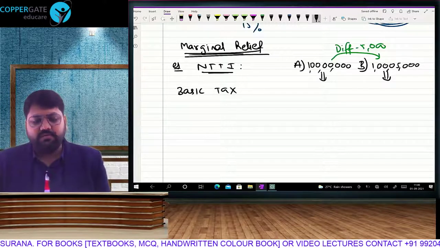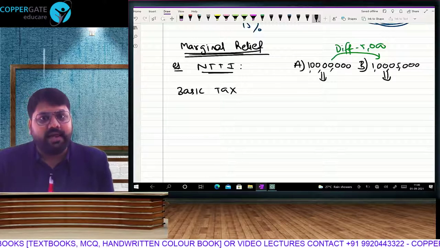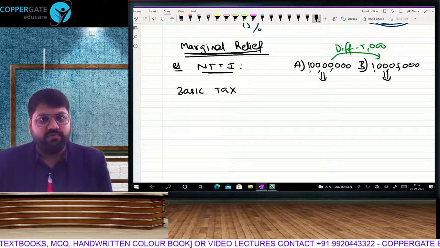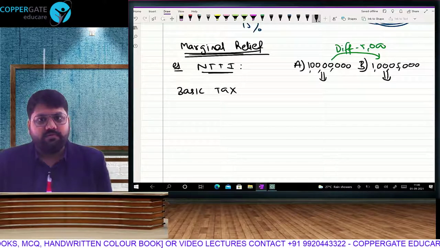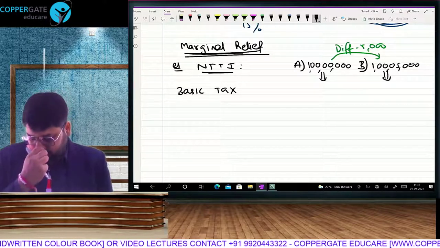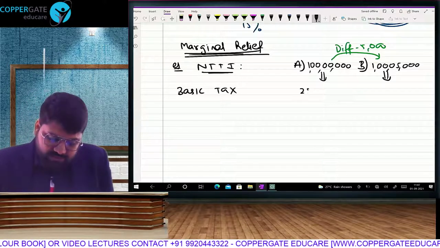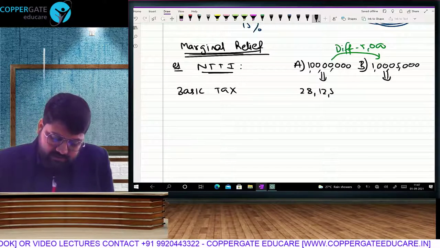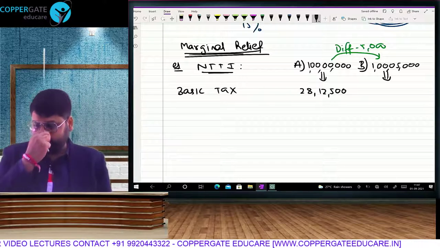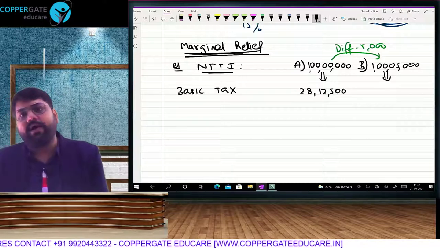Now, listen. 1 crore minus 10 lakh is 90 lakh, whatever your calculator may give you. 90 lakh into what rate? 30%. And plus what? 1,12,500. So do we get 28,12,500? Please verify so that we go ahead.